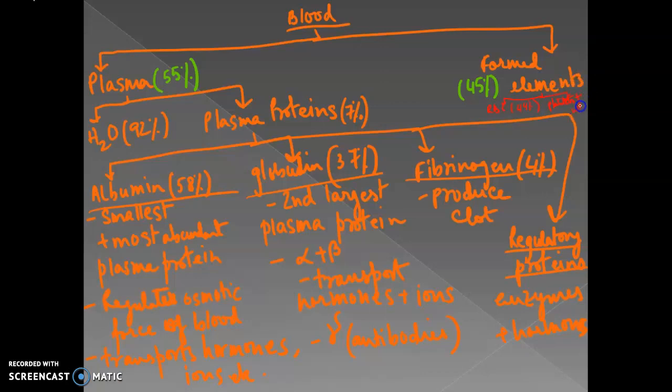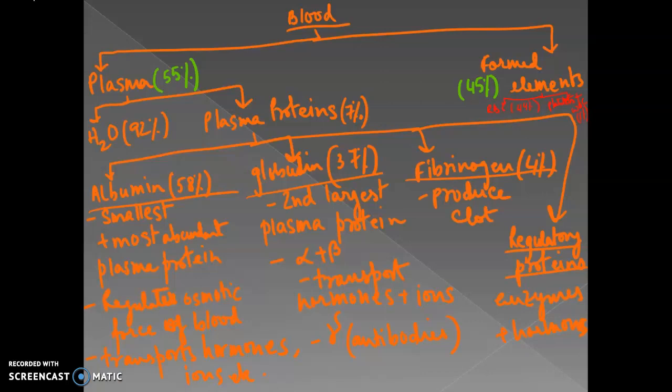And white blood cells that make up about 1% of the formed elements. So that's formed elements. And then we have a lot of plasma. Plasma is about 55% of the total blood volume, and about 92% of plasma is pure water. And there are about 7% plasma proteins.